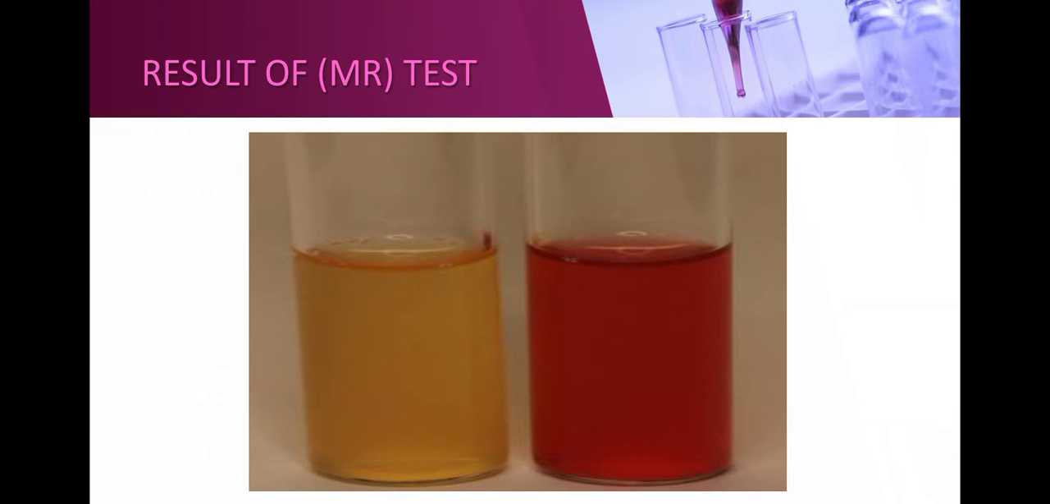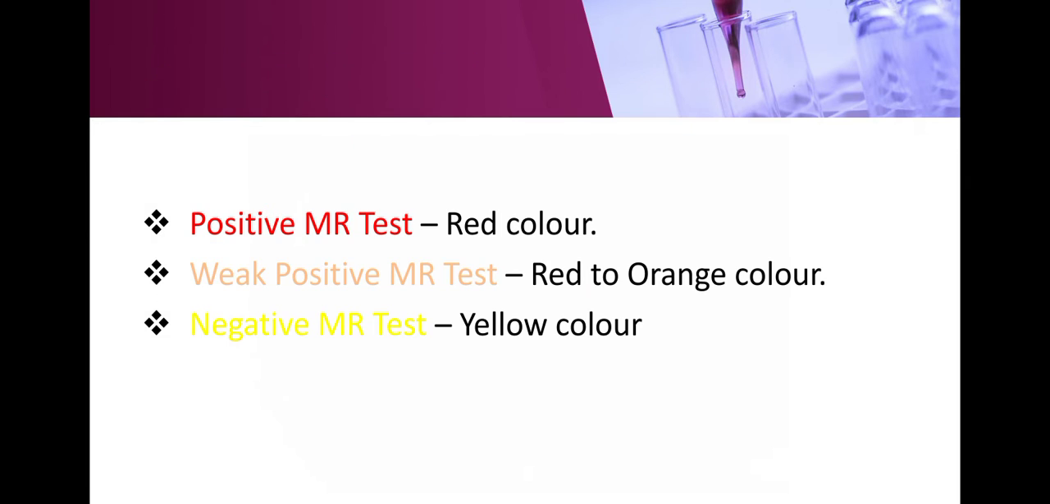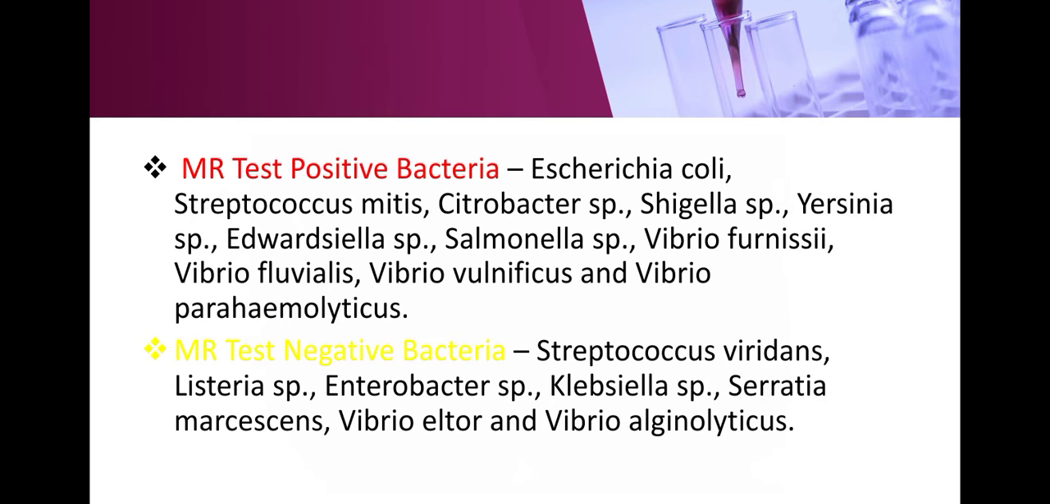Result of the methyl red test. Presence of a red color will be a positive result for the MR test. No red color formation will be a negative result for the MR test. Positive MR test: red color. Weak positive MR test: red to orange color. Negative MR test: yellow color.